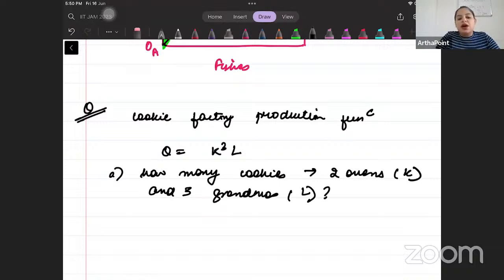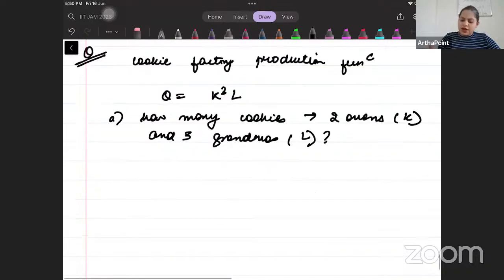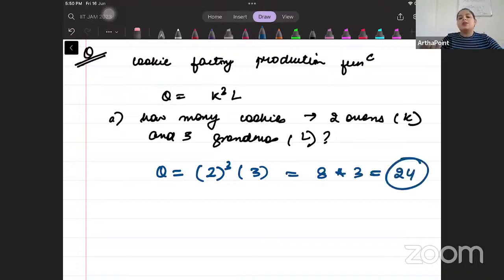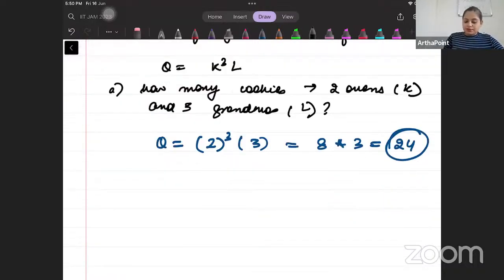So how many cookies can you produce in this case, right? Very simple, beta. I just have to put this value. So I will get Q is equal to 2 to the power 3 into 3, 8 into 3, 24 cookies can be produced, right? 24 cookies can be produced. Now, let us take one more question based on this. Supposedly, now they have asked you the following.